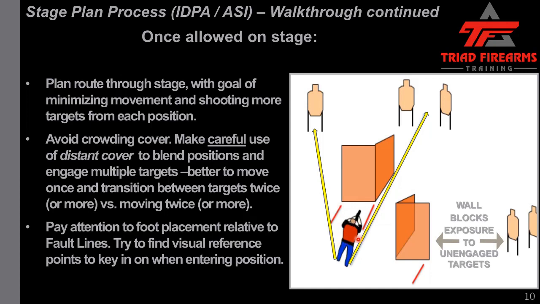What he has to ensure, though, is that he is not exposed to any unengaged targets. In this case, the wall at the next position is blocking his exposure to the two unengaged targets on the right. So he's good to go. If he had backed up too far, let's say he backed up over in this area beyond the right wall, then he would be exposed and incur a PE.